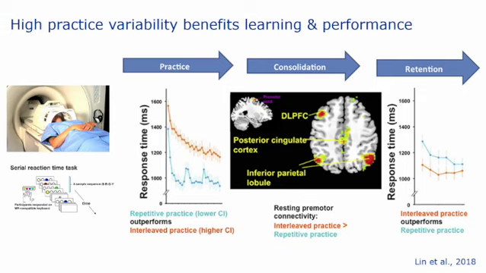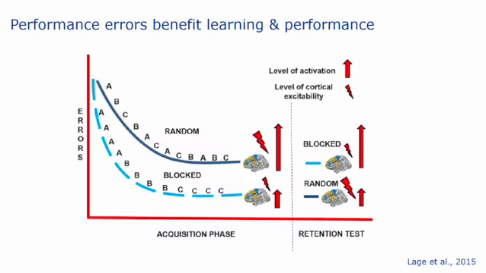Now, the additional value of this study is that they could also show that people who followed the random practice schedule, so with the highest amount of practice variability, showed better consolidation of premotor connectivity of the brain and in several other areas during this experiment. So both at the performance level and brain level, we see the benefits of high practice variability for learning and performance. And in the next slide, we can summarize these findings in a figure, which is nicely done by Lagier and colleagues.